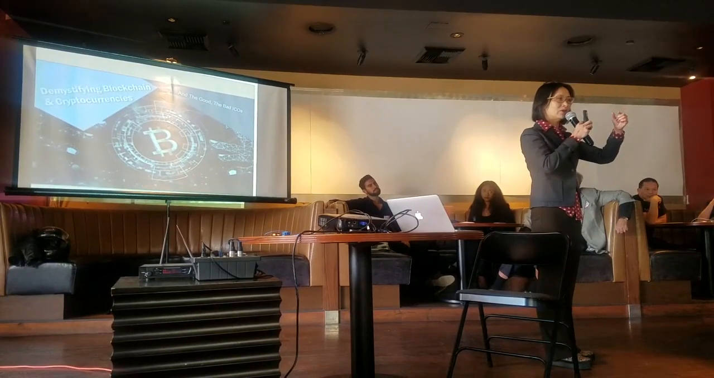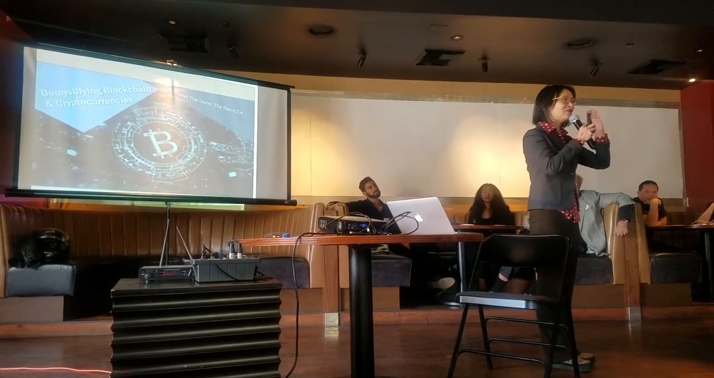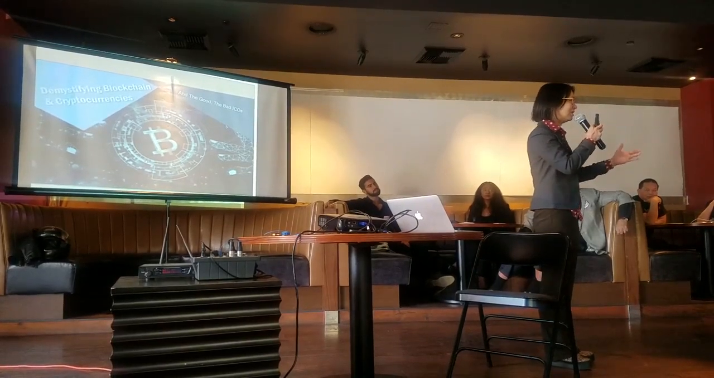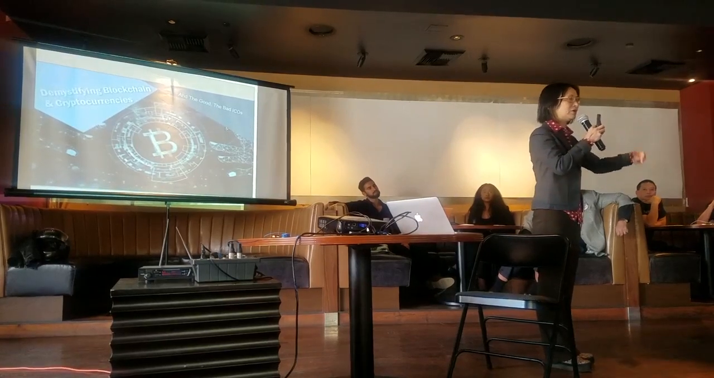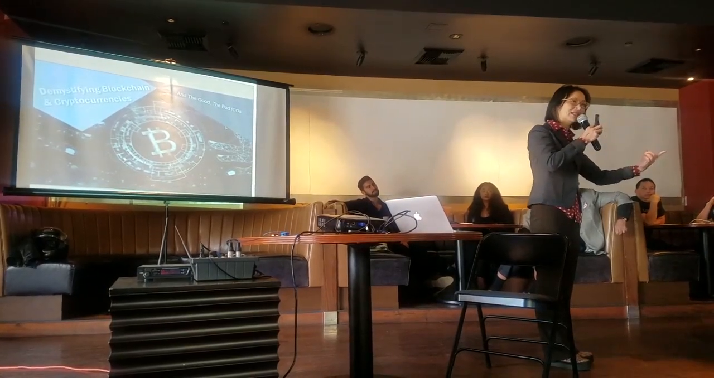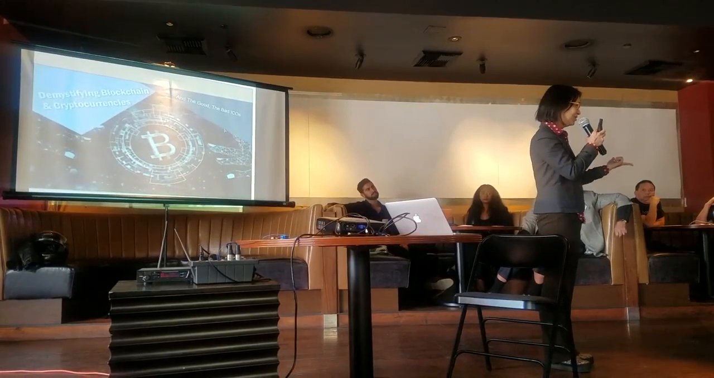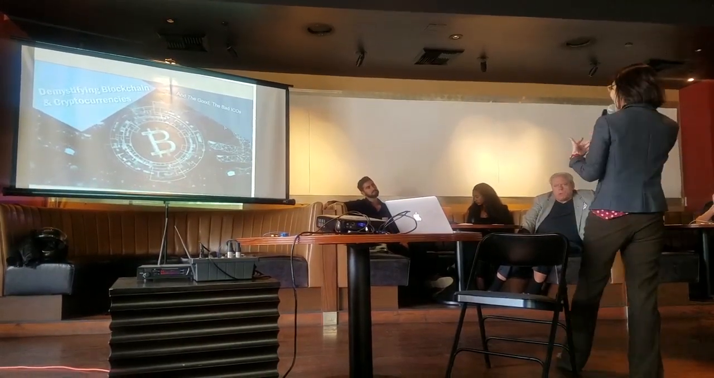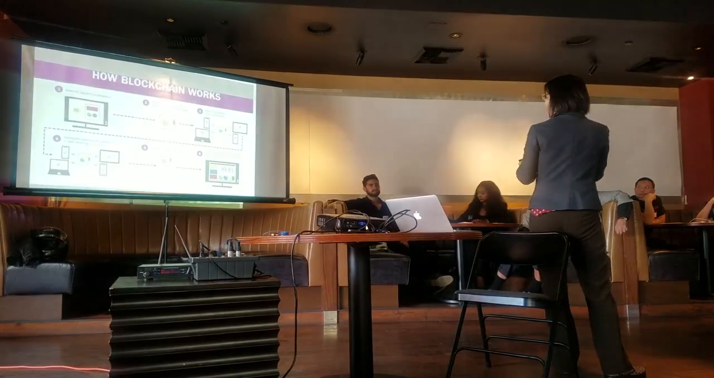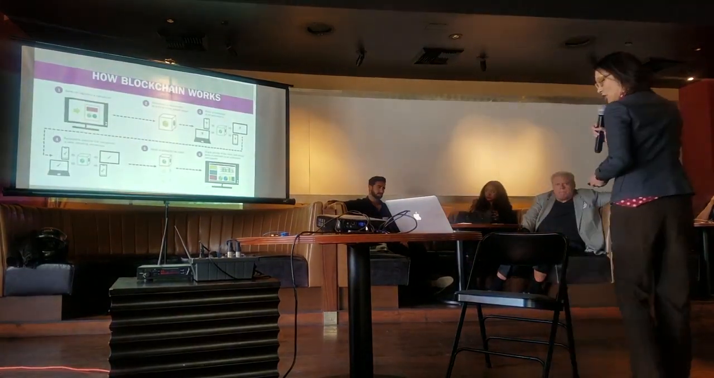You don't have to have blockchain to have cryptocurrency to have ICO. Blockchain doesn't need to have cryptocurrency or ICO, and cryptocurrency doesn't need to have ICO. So you understand the difference now, right? You can ask me a question later if I go too fast. Okay, so how does blockchain work?